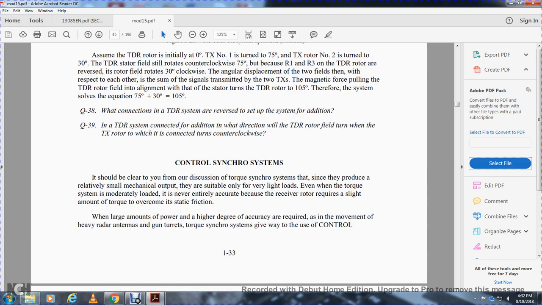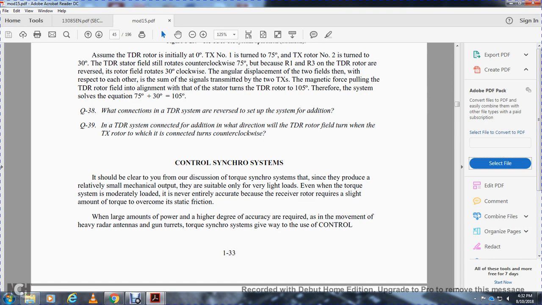Your control synchro system should be clear to you, since it forms from the discussion of the torque synchro system. Torque synchros produce a relatively small mechanical output, suitable only for very light loads. Even when the torque system is moderately loaded, the receiver is never entirely accurate, because it needs a slight amount of torque to overcome static friction. A large amount of power is needed for 5 degree accuracy to move a heavy radar antenna or gun turret.